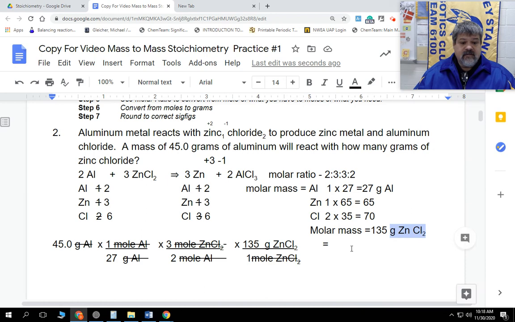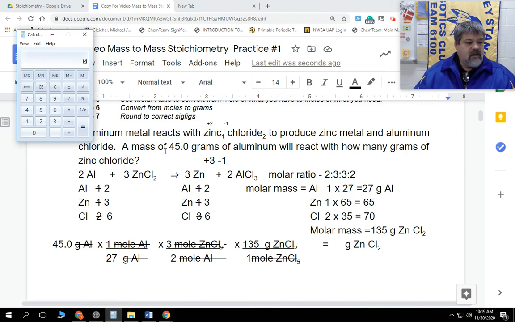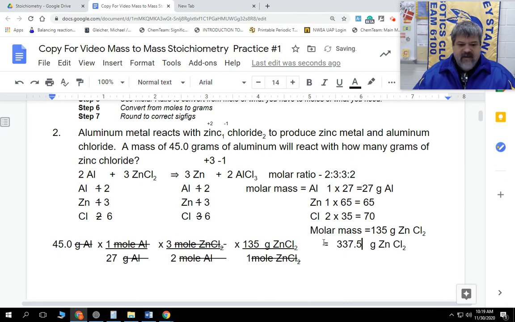So I'm going to go ahead and copy this, and I'm just going to paste that right there. So I'm looking for this right here, and we got to remember it's got to be in 3 significant figures. So let's go ahead and do the math. So let's pull up the calculator, and we have 45 divided by 27. Remember, we multiply by the top, but we don't have to do the 1. Divide by the bottom, the 27. Then we're going to multiply by 3, divide by 2. Okay, that's this. Multiply by 3, divide by 2. We're going to multiply by 135, and hit equals. And so I have 337.5. I'm just going to put that in there. 337.5.